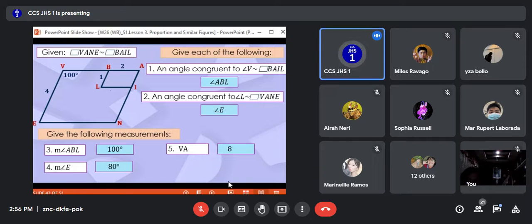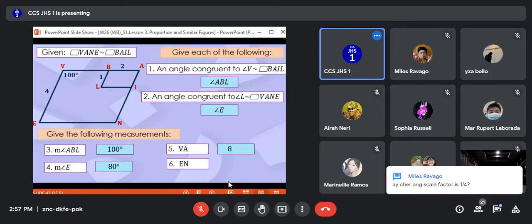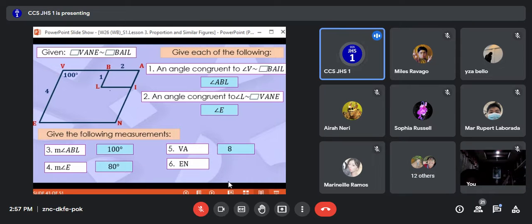How much is EN? The scale factor is 1:4, or 4:1. It depends. For this one, it's 4:1. But since we're solving for the bigger dimension from BAIL, we can have 1:4. It depends on the orientation.